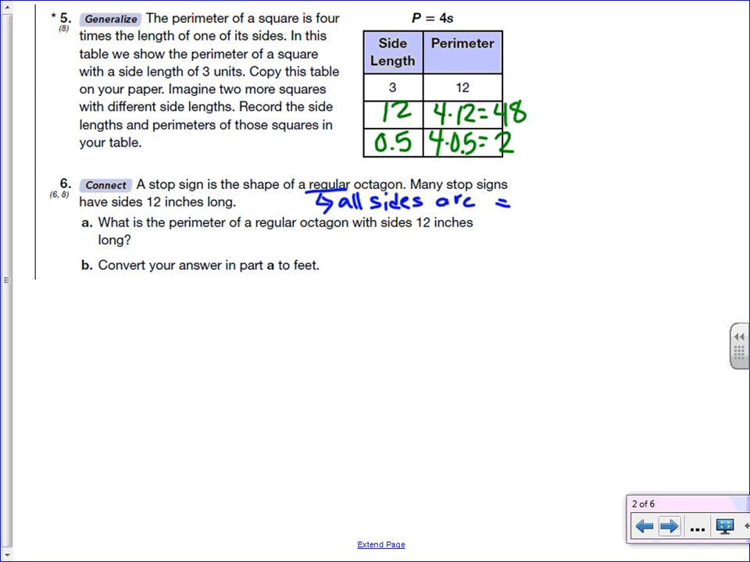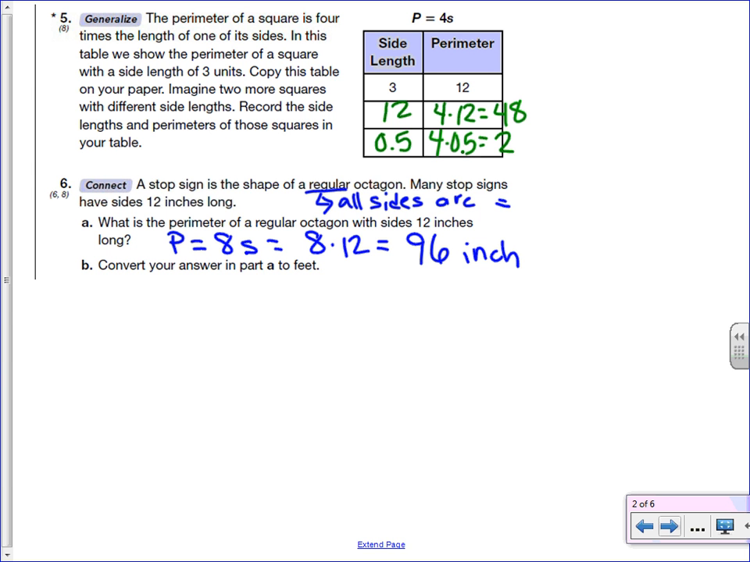So an octagon has 8 sides. So we could add 12 together 8 times, or we could say that the perimeter of a regular octagon is 8 times the side length, and in this case the side length is 12. And 8 times 10 is 80, and 8 times 2 is 16. 80 and 16 is 96.